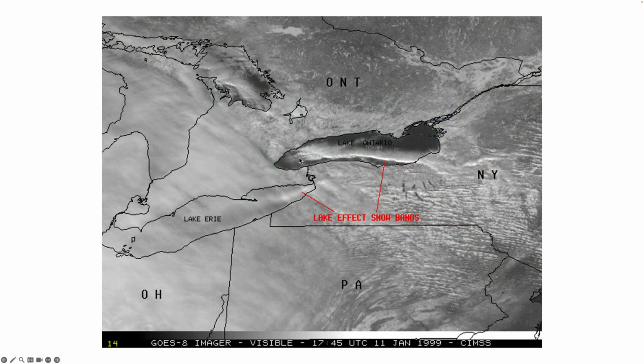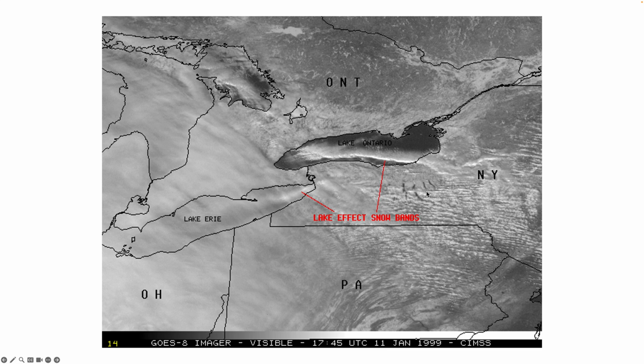Here's a visible satellite image of a single band event. And so you can see it basically forming on the western edge of Lake Ontario, coming all the way across the lake and then emptying out here in New York. And to give you an idea, here are clouds. You can see the Finger Lakes right here.